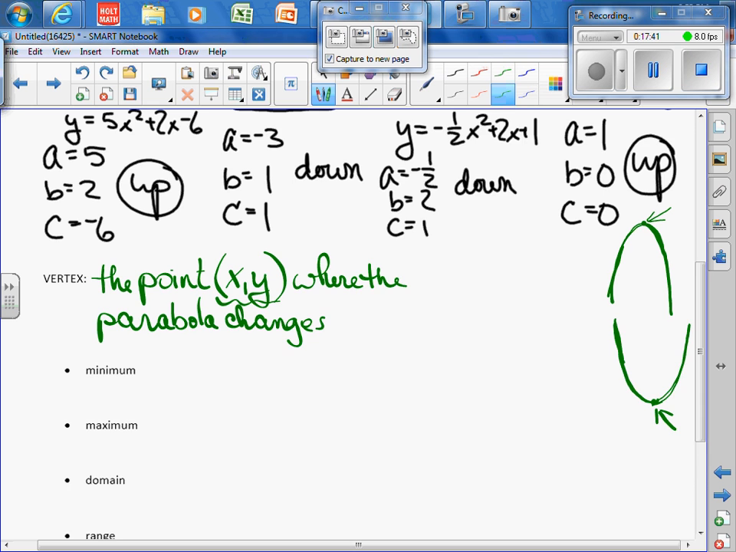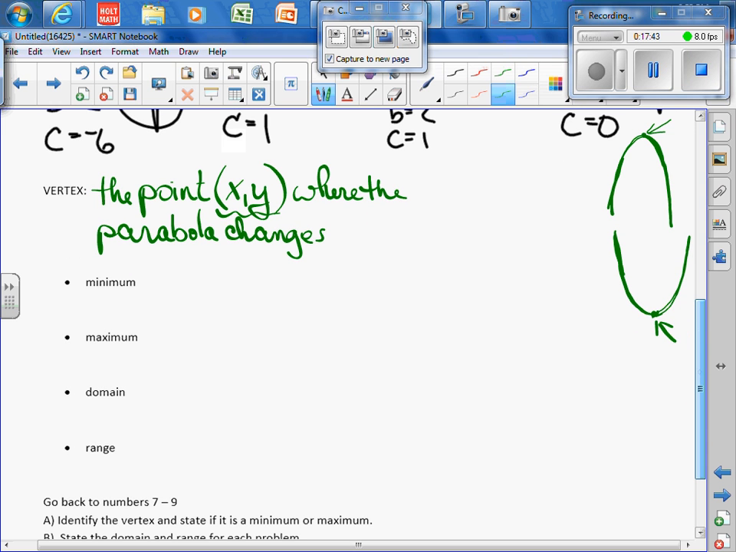Well, the minimum is the vertex on a parabola that opens upward. Think about what we just drew right here. The minimum, it won't ever get lower than that point. The graph will never be lower than that. So that's called the minimum. That's the vertex of a parabola that opens up.